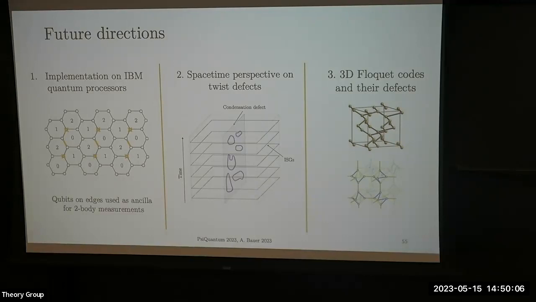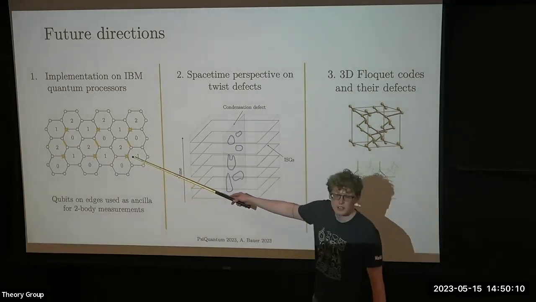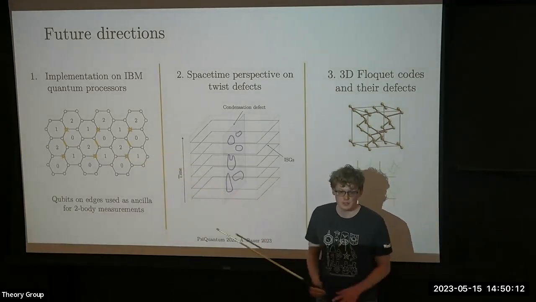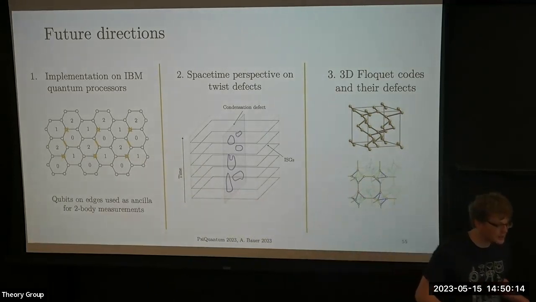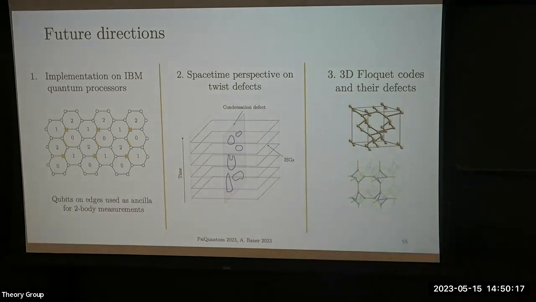But we still need to do a real careful analysis to compare these codes with twist defects to the toric code. And I think it is kind of impressive that there's at least a regime where the Floquet code outperforms the toric code, especially since the toric code has been optimized to there and back again.